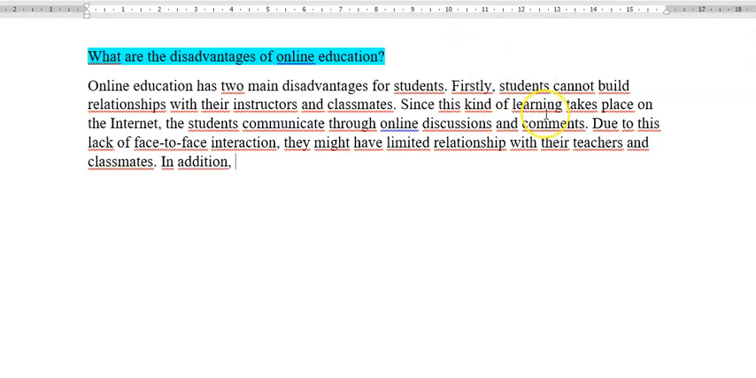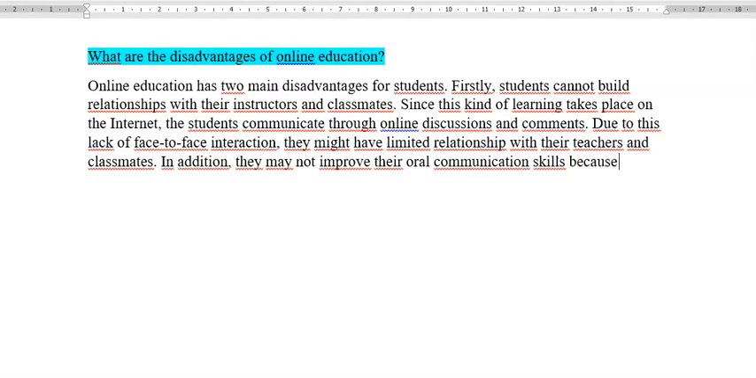So the first major was about building relationship, and we said this happens mostly because of online discussions and comments. And also here we can talk about like improving oral communication skills. So this is still relevant to building relationships, but it's a minor idea in this case. So in addition, they may not improve, let's say, their oral communication skills.